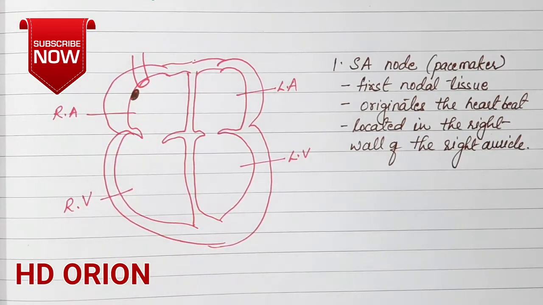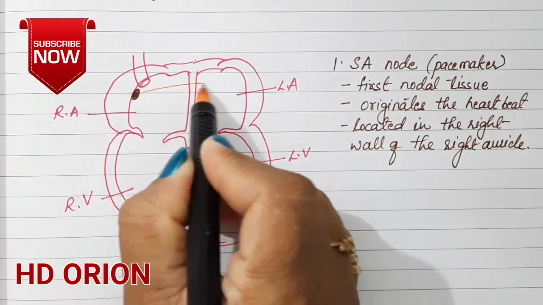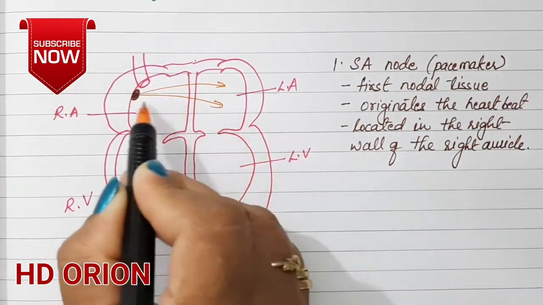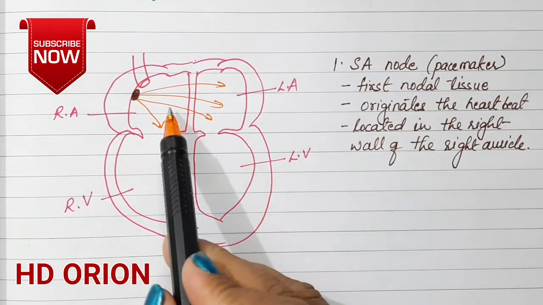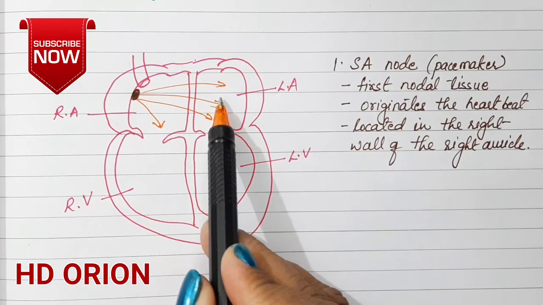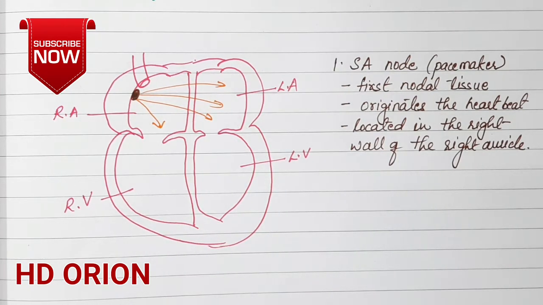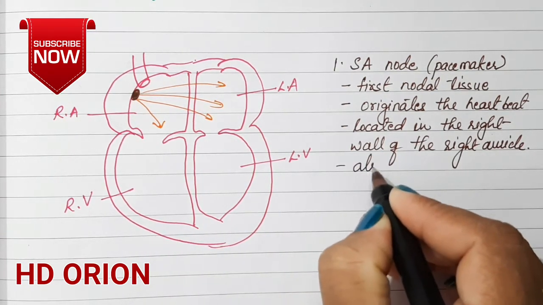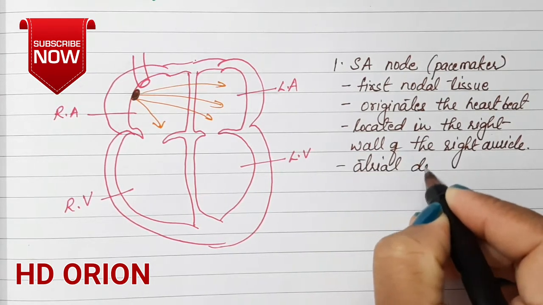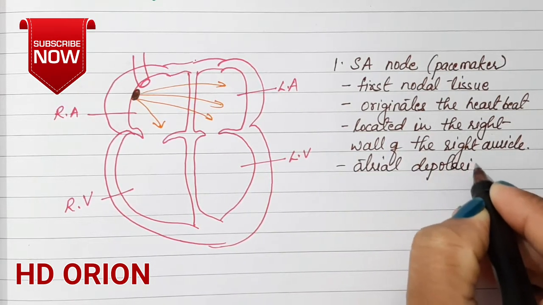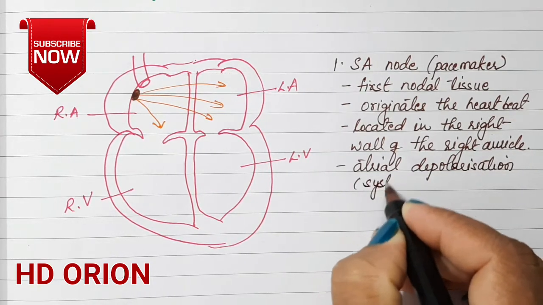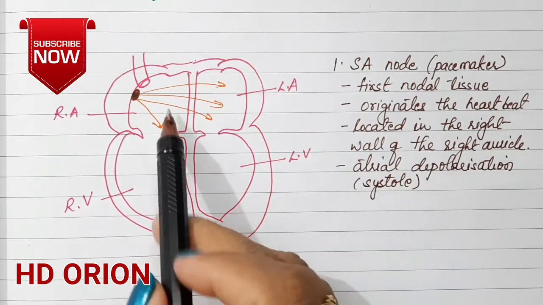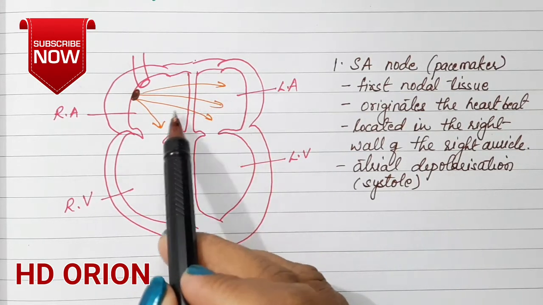Now as soon as it generates the impulse, it spreads in the entire auricles. That means both the left auricle and the right auricle. This causes the atrial depolarization. What does the atrial depolarization mean? The other term for atrial depolarization is actually the systole. That means the systole of the auricles. So here the auricles are contracted.